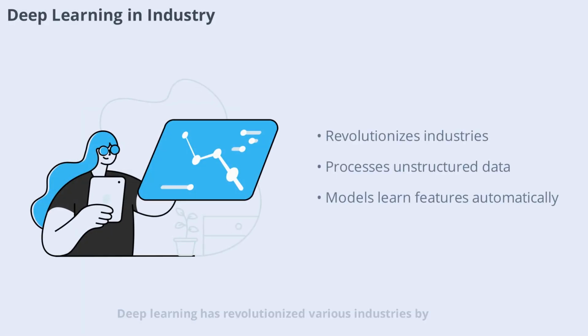Deep learning has revolutionized various industries by enabling machines to process unstructured data like images, text, and audio. Before deep learning, experts manually defined features for tasks such as image classification. For example, identifying a bird required specifying features like wings, beak shape, and feet. This manual process was time-consuming and challenging. Deep learning simplifies this by allowing models to learn features automatically from data.